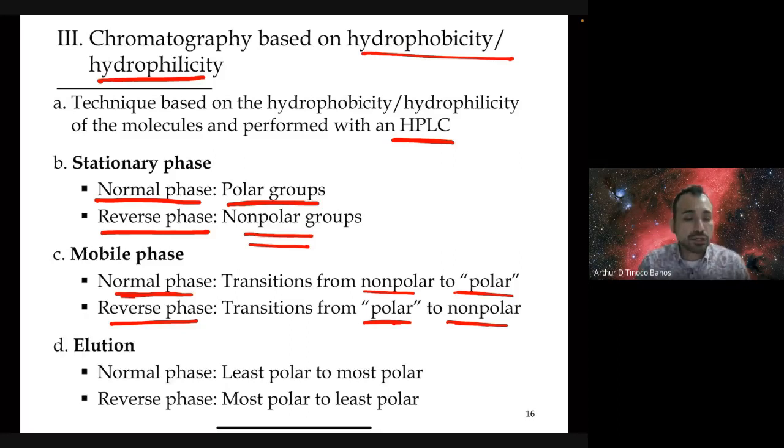In terms of elution, when we're talking about the normal phase, the least polar will elute first and then the most polar, whereas in reverse phase we'll have the opposite: the most polar and then the least polar. So it really depends on what type of samples you're working with, which one you think will be a better approach for you.